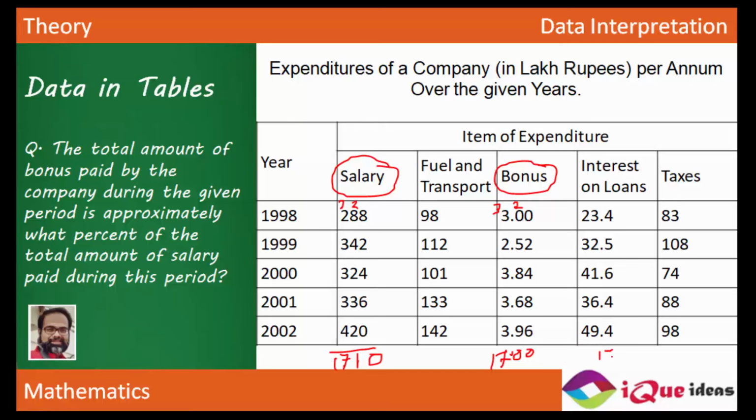So out of 1710, if I have to get 17, then out of 100 is how much? So I get 17 into 100 multiplied by 1710. So that gives me it as roughly equal to 1%. Now, the options, if they are far away, you can approximate the answer. If not, you can do the exact calculation and find out what is the bonus as a percentage of the total amount of salary paid during the particular year.